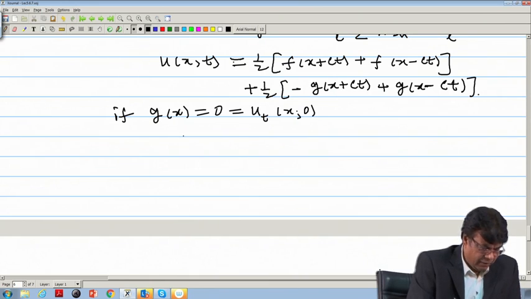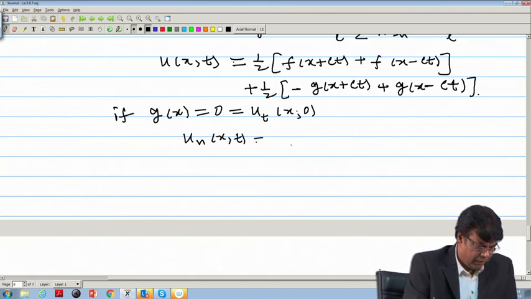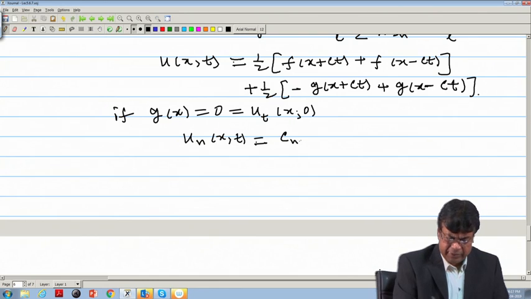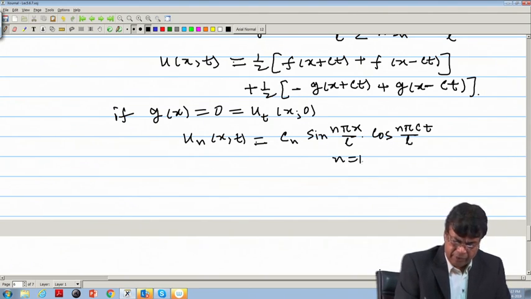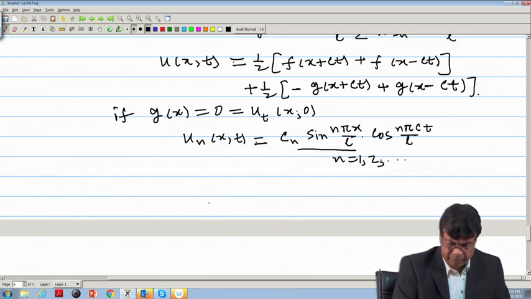In that case, each of the solutions u_n(x,t) will look like some constant c_n times sine of n pi x by L into cos of n pi c t by L, where n is varying from 1, 2, etc. Now, this is representing a standing wave with amplitude as given this way, and frequency pi c by L.